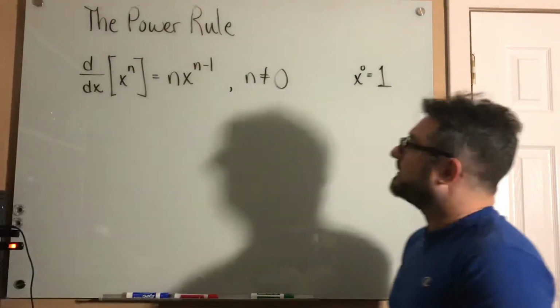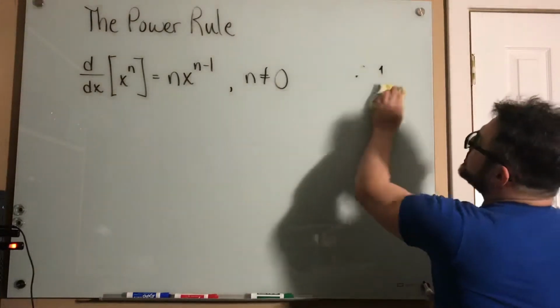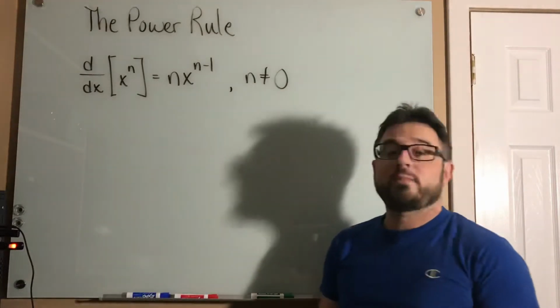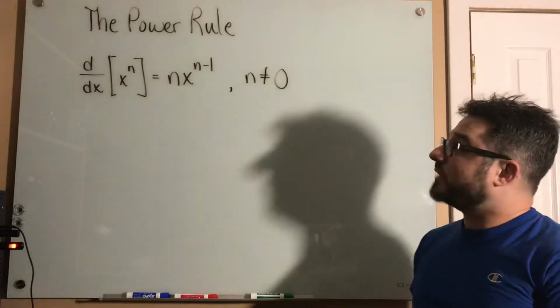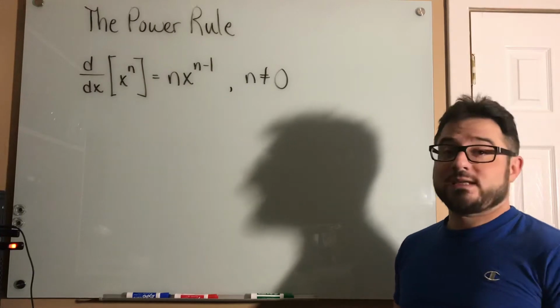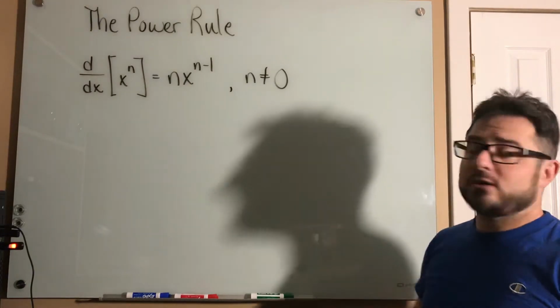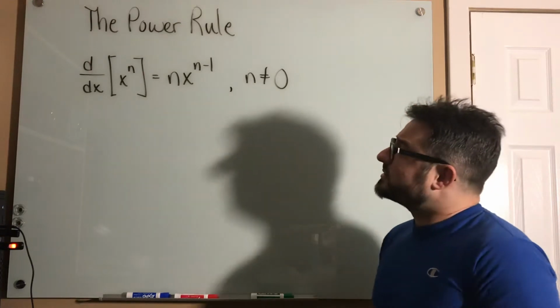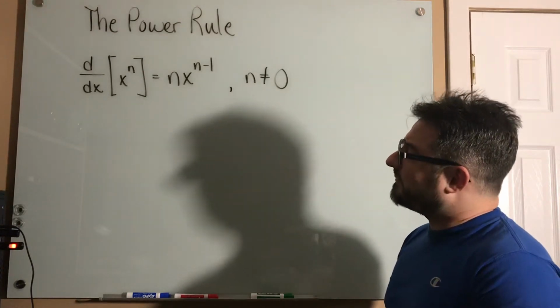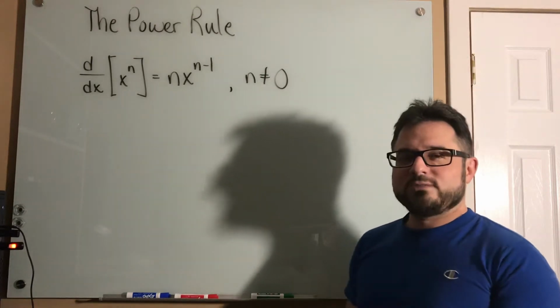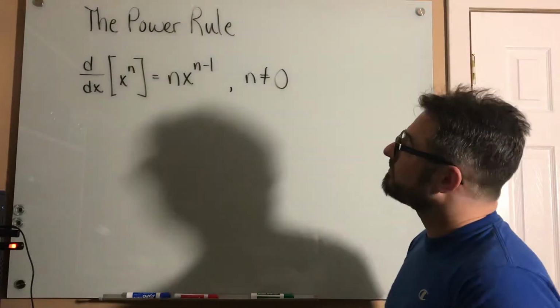Now, that being said, we would like to be able to show that this is true for any real number power n. Rational, irrational, fraction, decimal, whole number, positive, negative, anything except for 0. And the trick is going to come in a very careful and very particular way of rewriting x to the n.